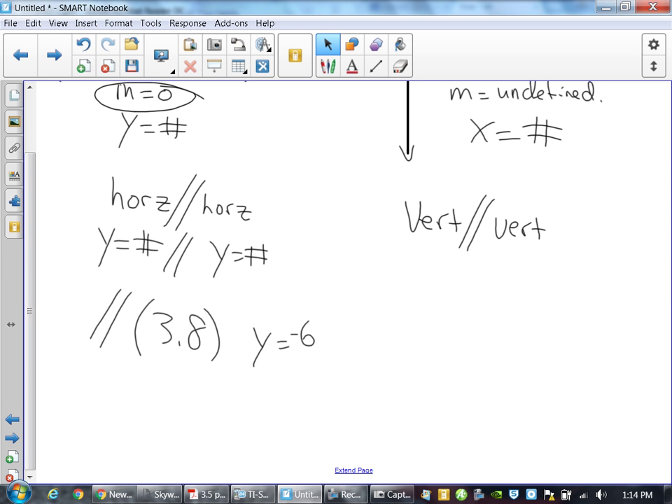All these lines are parallel to all these lines. All these lines have the same equation. They start with the letter y. What's the y value in that ordered pair? 8. So parallel to y equals negative 6 has to be y equals 8.